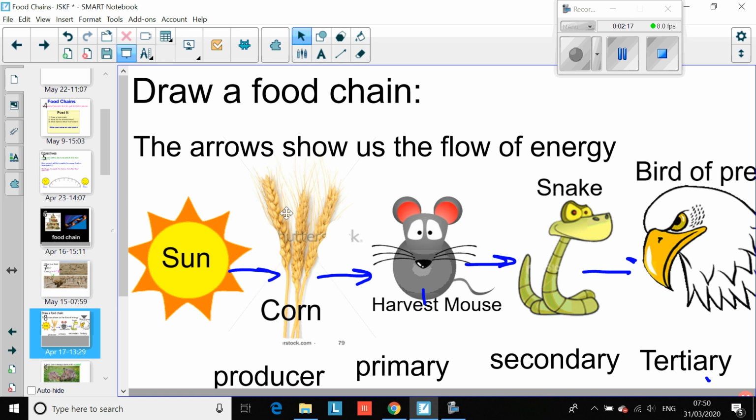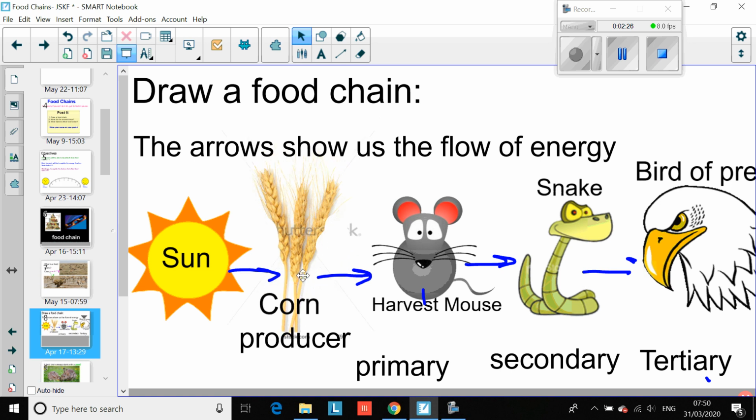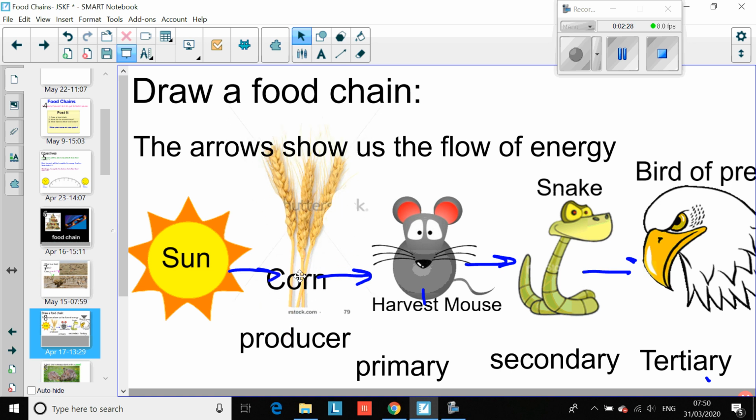Now, plants, because they produce their own food, we call them producers. So I'm just going to move that up there. And an example of that would be the corn. Okay, so all plants are producers, and that's trees, grass, corn, everything, because they all produce their own food from sunlight, hence the name producer.